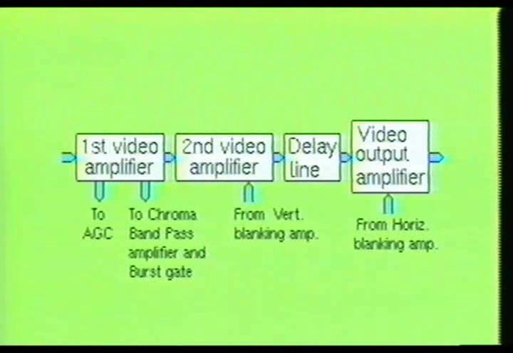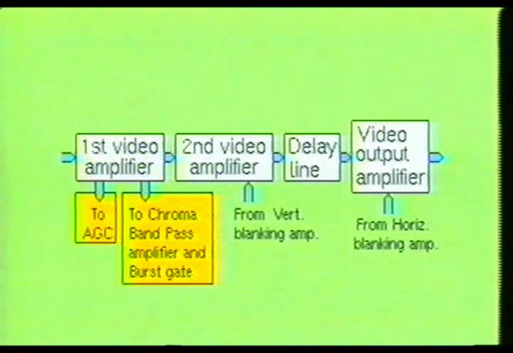Notice that the video image portion of the color television receiver consists of 4 major blocks. They are the first video amplifier stage, the second video amplifier stage, the delay line stage, and the video output amplifier stage. The function of the first video amplifier stage is to amplify the composite video signal, then route the boosted signal into the second video amplifier stage, the chroma bandpass amplifier stage, the burst amplifier stage, and the automatic gain control stage.